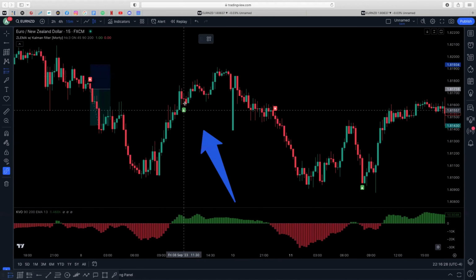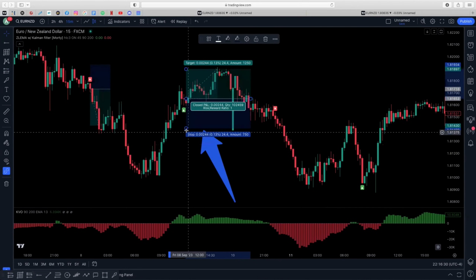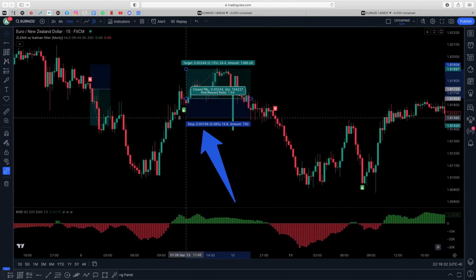So let's assume that we took a buy immediately as this candle formed and closed, right? We have a stop loss there and we're aiming for 1:1.5. Like that, we have a good trade.